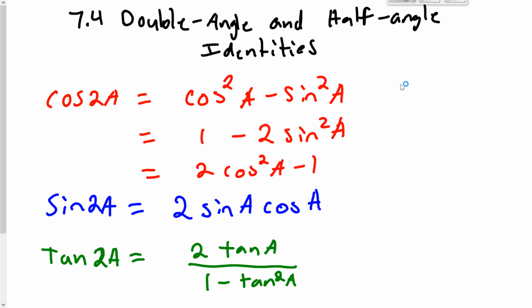7.4, we're looking at double angles and half angles. So this first video will be about the double angles. The double angles. So cosine has three different formulas that you can use. You can use any one of them.